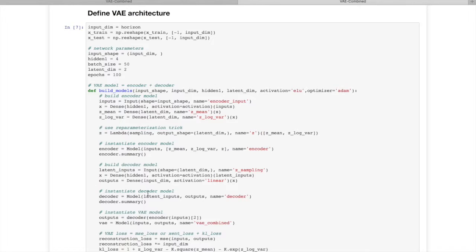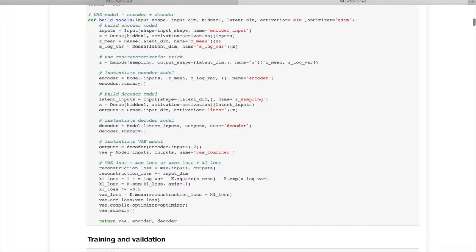Next, the autoencoder is built inside the build models function. As already explained, it consists of an encoder and a decoder, and the loss function consists of a mean square error part and a Kullback-Leibler divergence part.